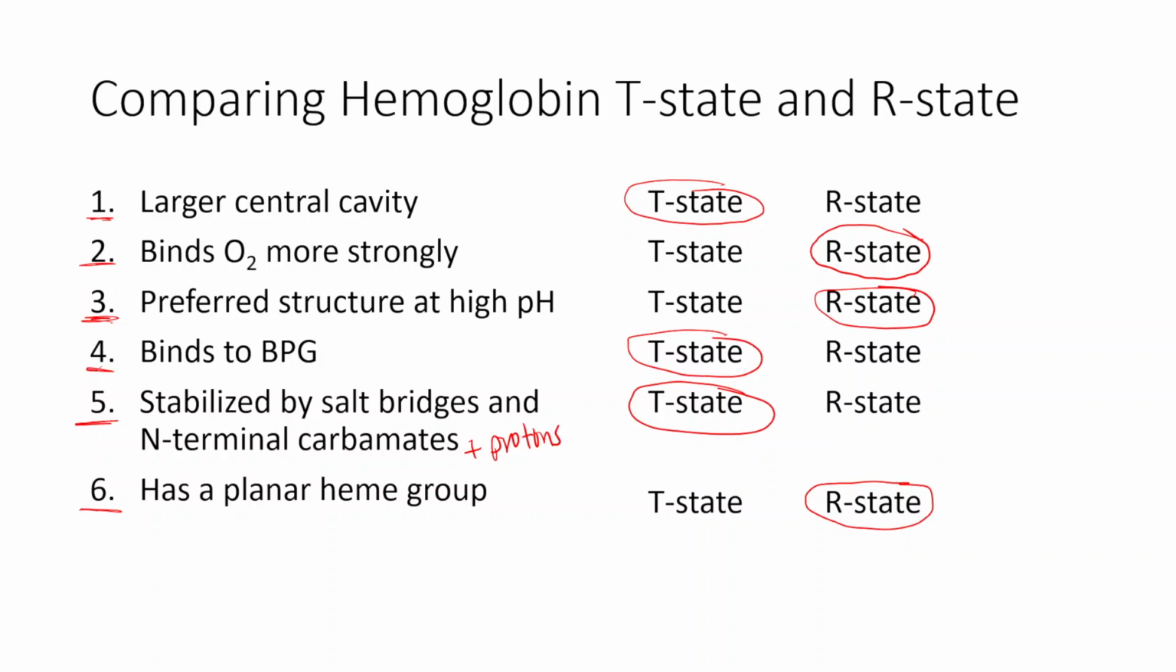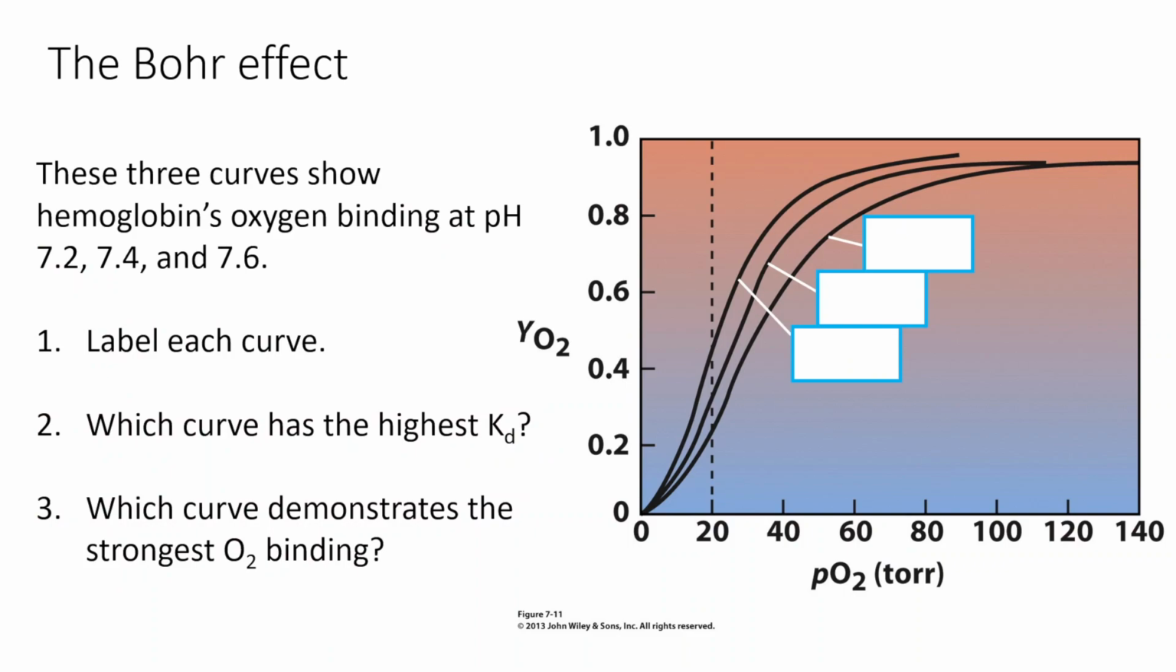Any other questions about this stuff? Cool. So let's talk a little bit more about the Bohr effect, which is related to that difference in T and R state at different pHs. So here we have 3 curves. They show oxygen binding by hemoglobin at 3 different pHs. So everybody take a few minutes, label which curve is which, decide which curve has the highest KD, and also which curve has the strongest oxygen binding.